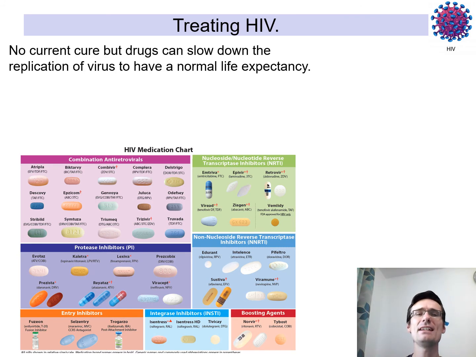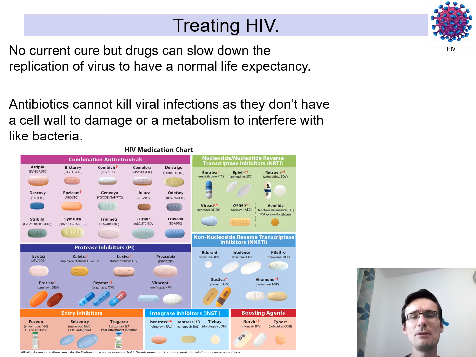Now, in terms of treating HIV, obviously there is no cure, but the drugs are pretty good now, to the point where if you've got the money to be able to take them, and obviously in this country that would be NHS prescribed, but in other countries it obviously isn't, you could slow down the replication of the virus to have a pretty normal life expectancy. Antibiotics obviously can't kill viral infections because viruses don't have a cell wall and their metabolism can't be interfered with like it can with bacteria.